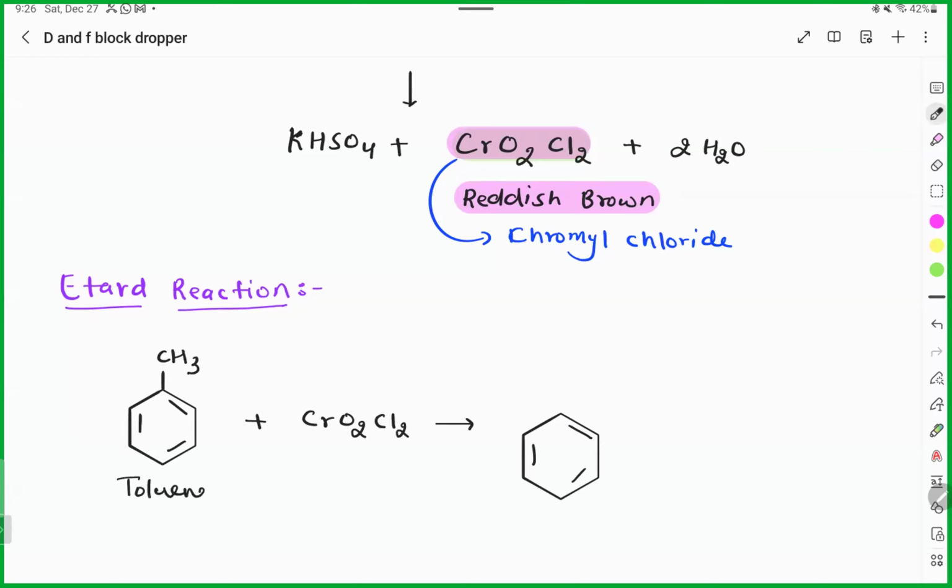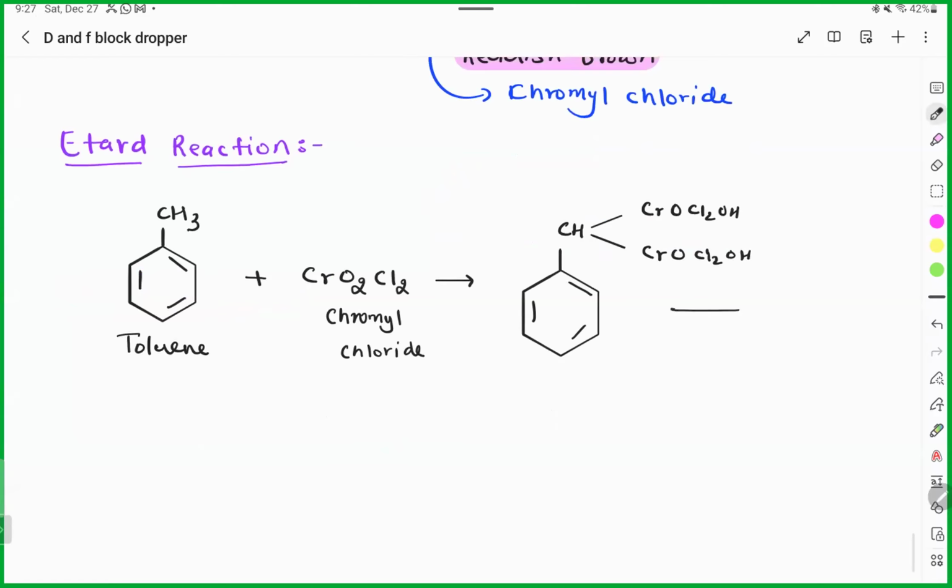When this toluene reacts with the chromyl chloride, what will happen? This chromyl chloride first attaches here. So it will be CrO, Cl2OH, same here. When you add acidic water to it, this part will be removed and oxygen will be added here. So simply oxidation.